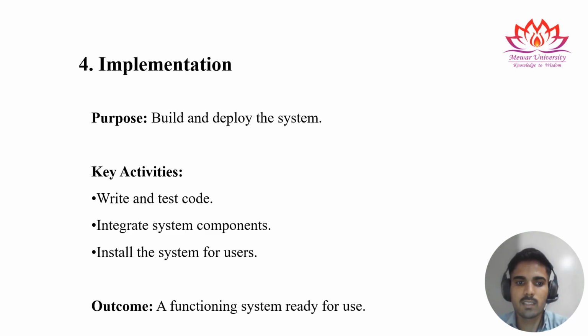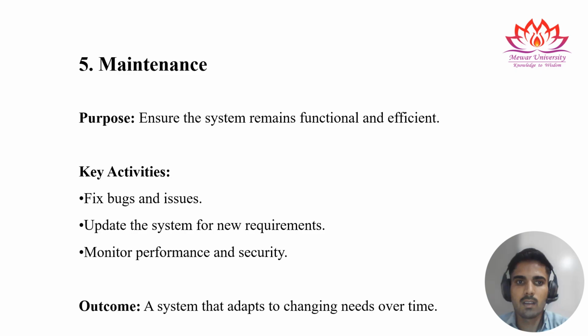The next stage of SDLC is maintenance. The purpose of maintenance is to ensure the system remains functional and efficient. Key activities: fix bugs and issues. Once you develop your project, we check whether the project is working properly or not. If any bug comes, we fix it and resolve the issues related to our projects. Update the system for new requirements. As for new requirements from users, you can update the system accordingly.